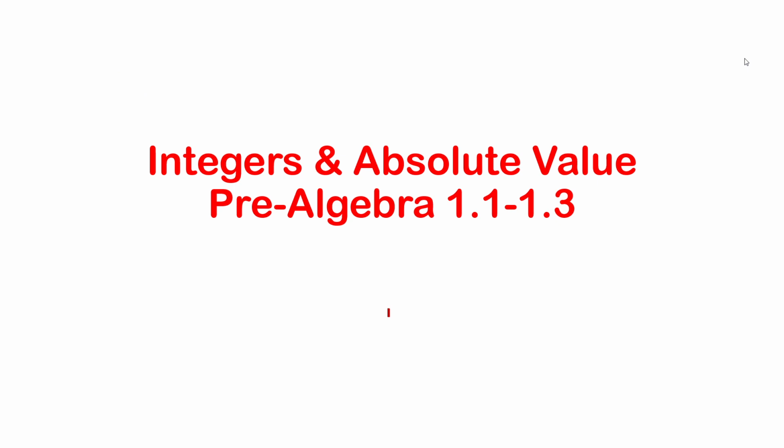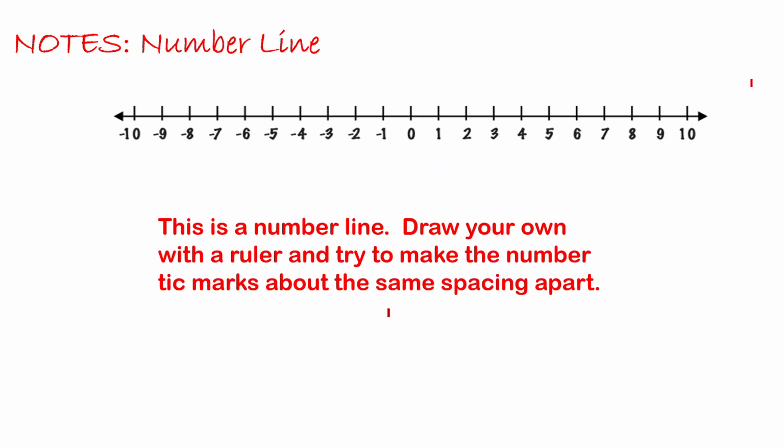We're working with integers, which are positive and negative numbers, and absolute value. Be able to draw a number line with your ruler and make your tick marks equidistant apart. Label your numbers, both in the positive and negative.